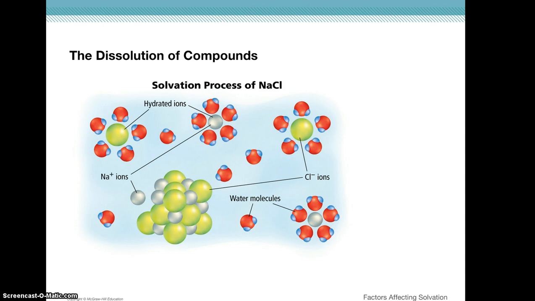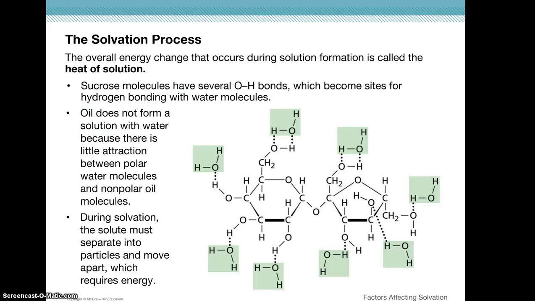That's what happens, and that's why when a solid dissolves in water, you can't see the solid anymore, because we've actually split apart all of the ions. They're all separate from each other, and they're all surrounded by water molecules. Now, in the solvation process, the energy change that occurs when a solution forms is called the heat of solution. Just like in the last unit where there was a heat of combustion or a heat of vaporization, it's the same idea. And that heat of solution is caused by those attractions with the water molecules.